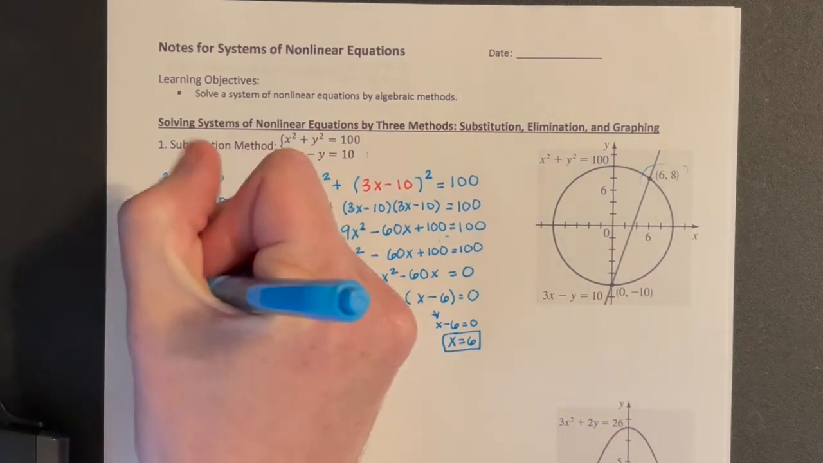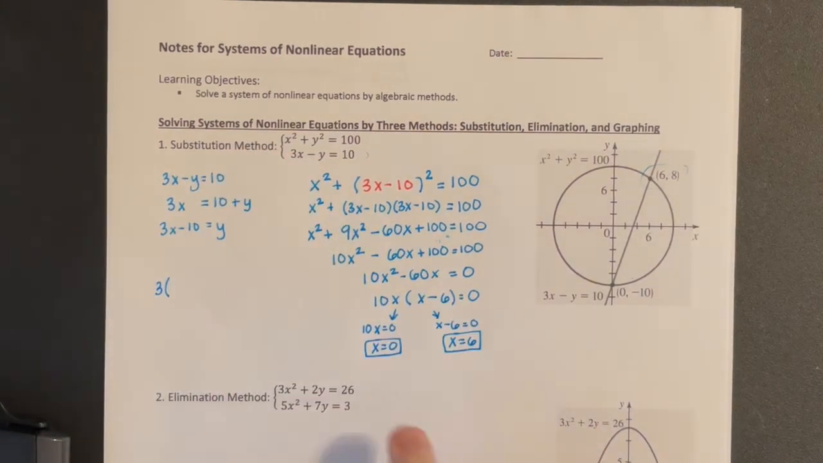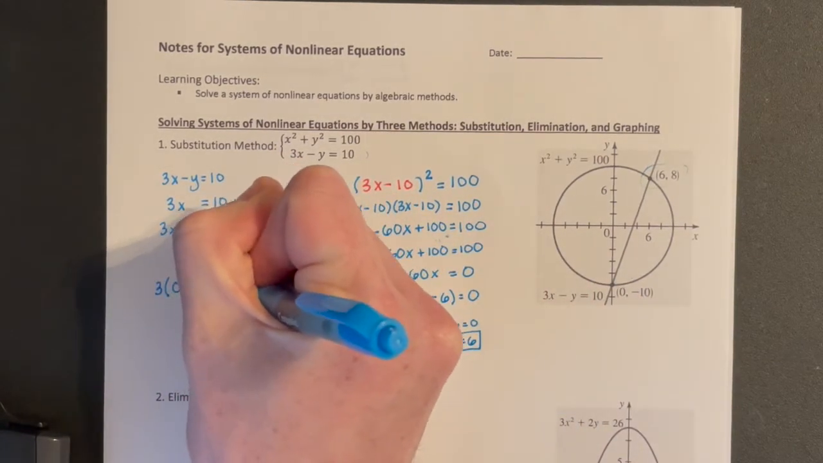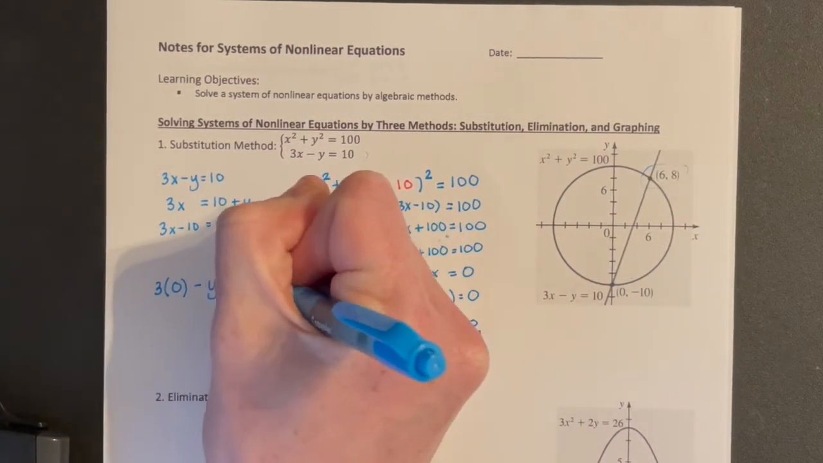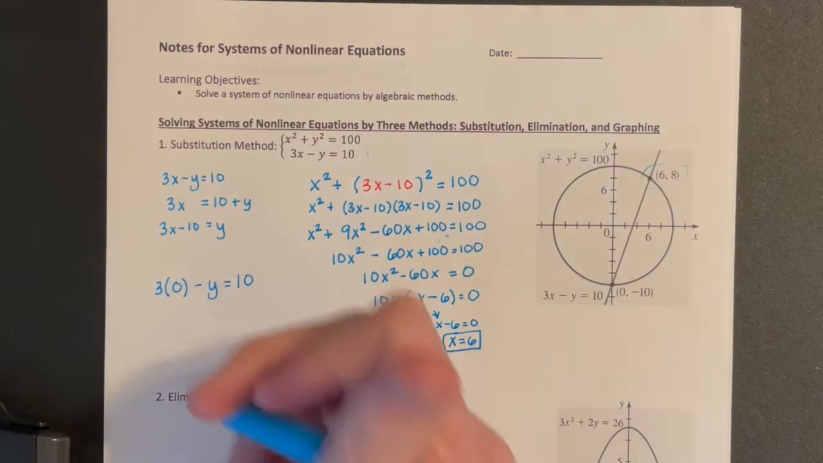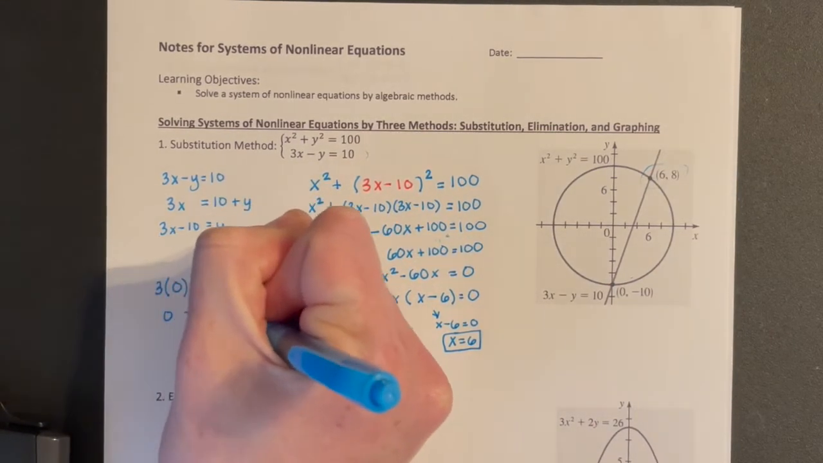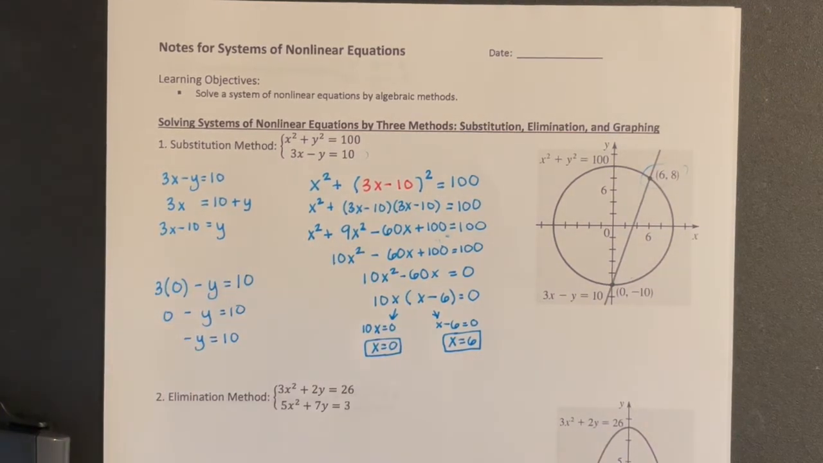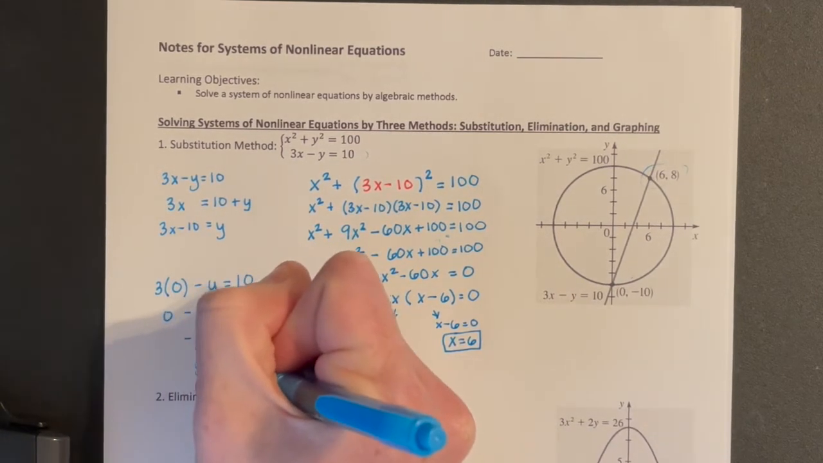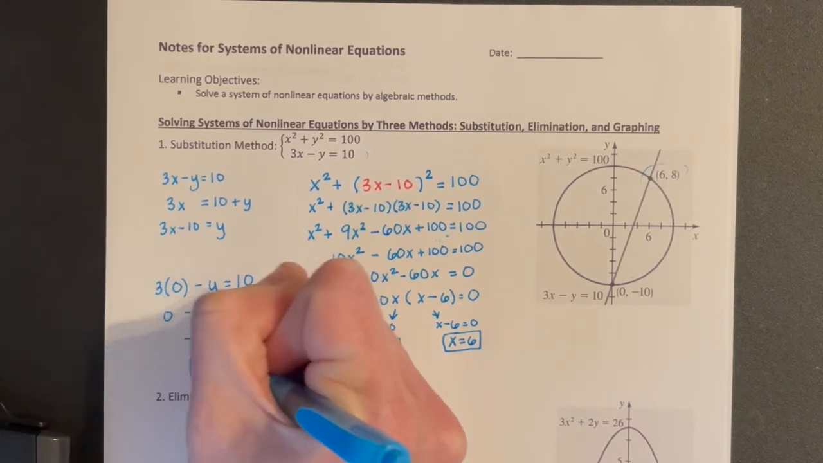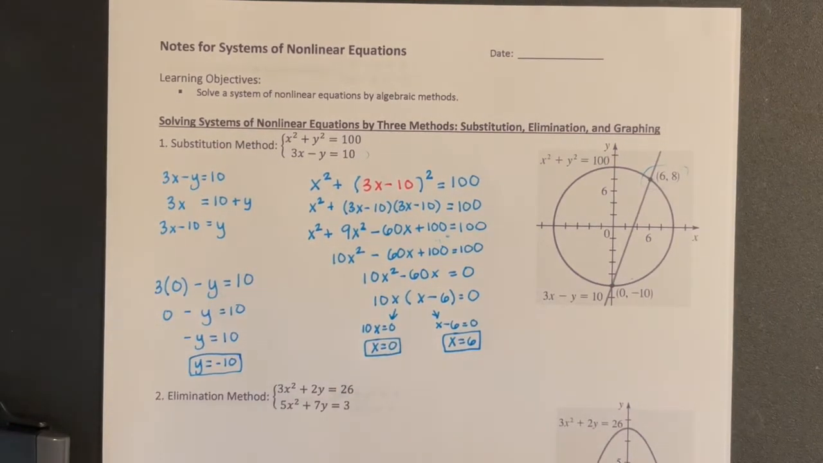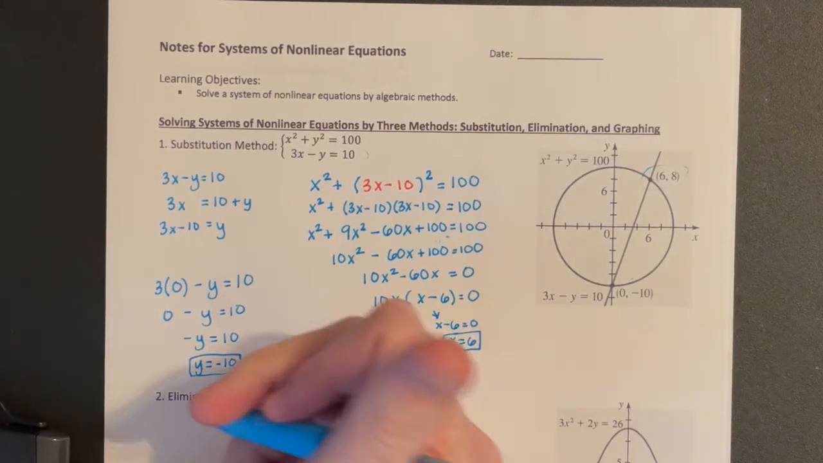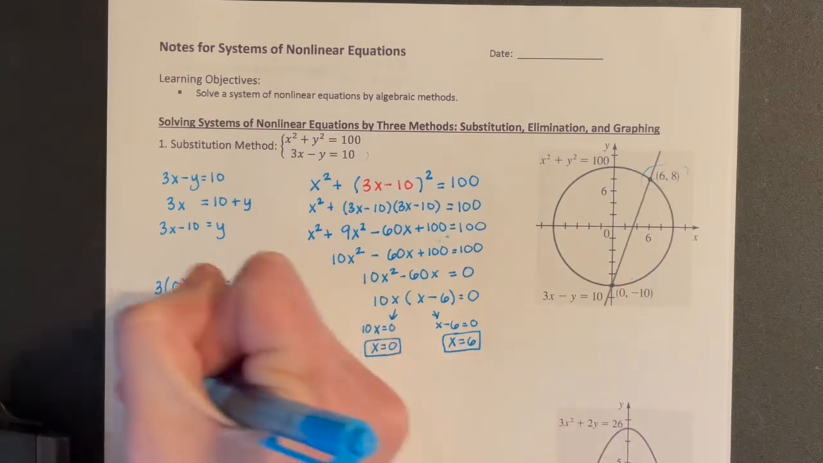So let's say I'd have 3 times x, which is 0, minus y equals 10. 3 times 0 is just 0, so 0 minus y equals 10. Leaves me with negative y equals 10, so y equals negative 10. Make sure that you put the appropriate ones together. So that was when I plugged in 0, which makes this solution 0, negative 10.